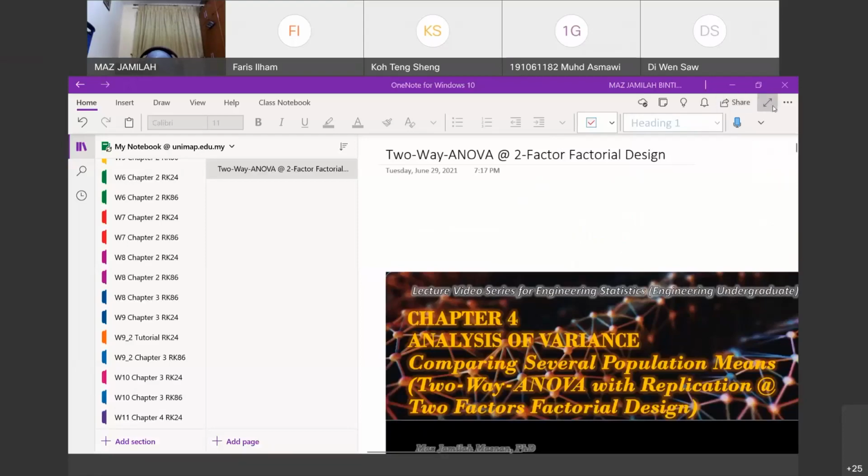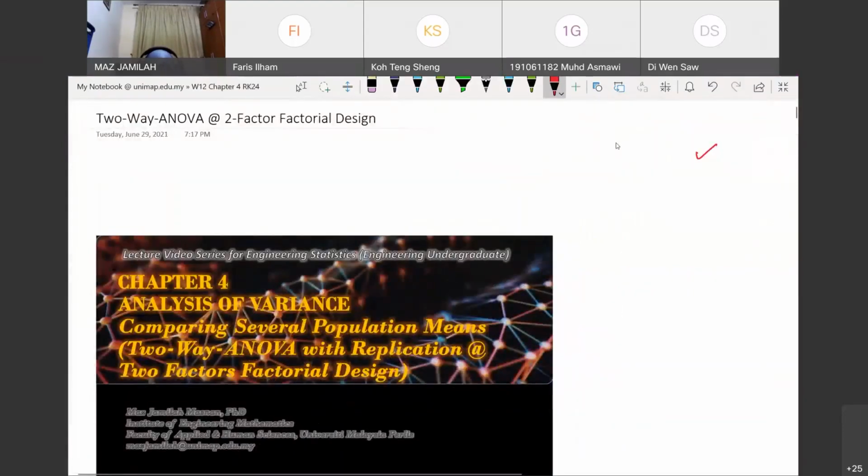Okay, class. Last time we discussed the first method of ANOVA, that is one-way ANOVA. When we are talking about one-way ANOVA, we know that we are dealing with one factor. We have one factor, and we have one response variable.